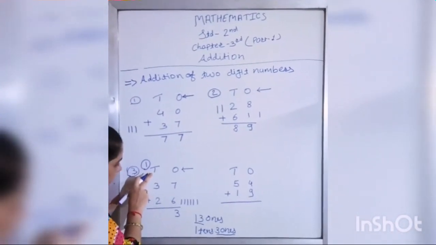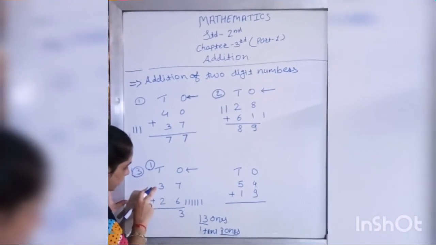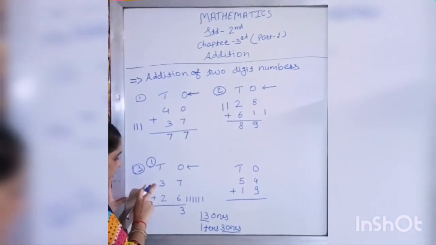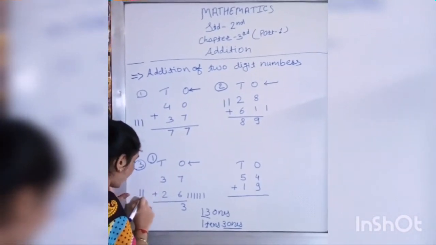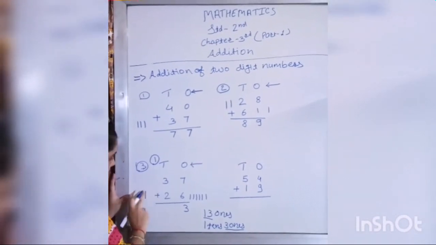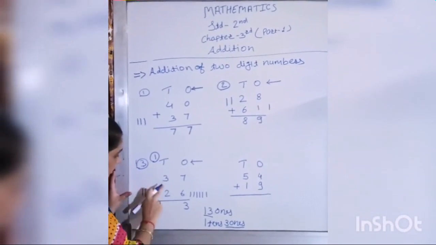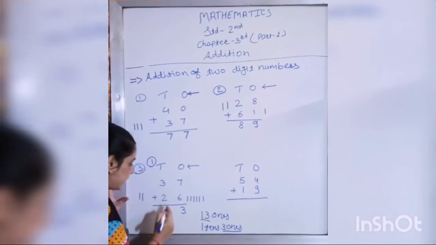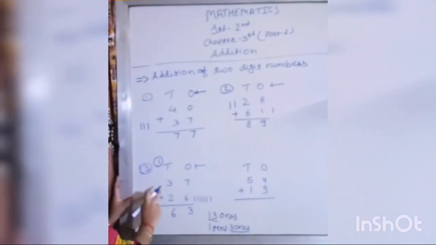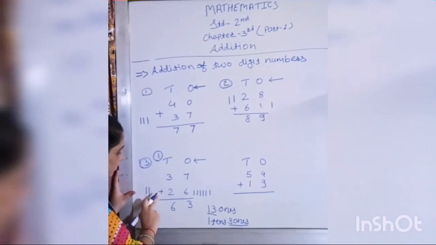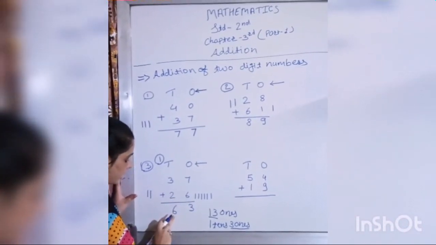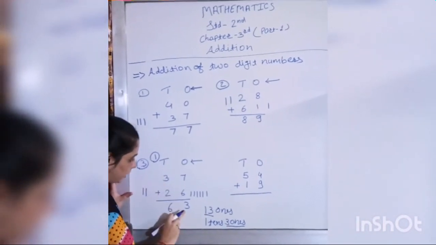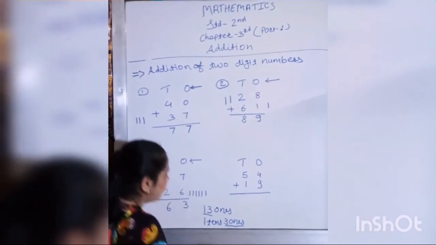Now count the numbers on the tens place. The numbers are 3 plus 2. 3 is the bigger number. Keep in mind. Draw 2 lines. Count after 3, 4, 5. 3 plus 2 is equal to 5, plus 1 carry, 6. So the sum of 37 plus 26 is equal to 63. 6 is at tens place and 3 is at ones place.